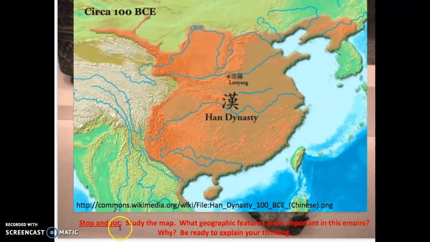Okay, so thinking about the Stop and Jot question, as you study the map, what geographic features seem important to this empire? So as we look at this map of the Han Dynasty, we have many rivers that run through it, so that's an important geographic feature. You have this shading right through here that indicates mountains, and then also notice the very large coastline that is going to be important to the Han Dynasty as well.